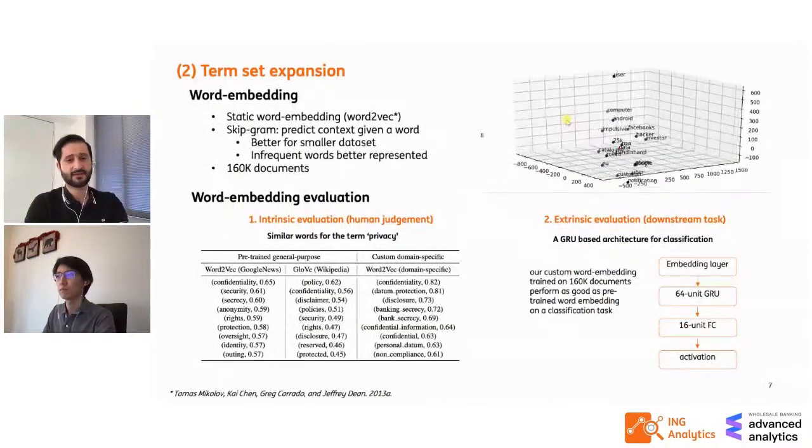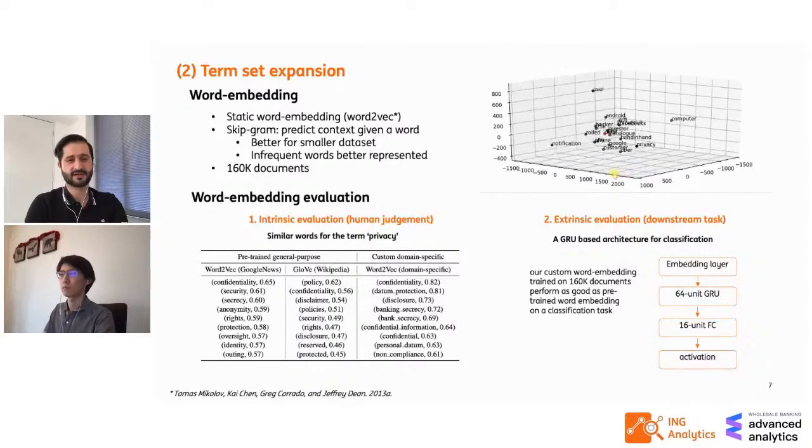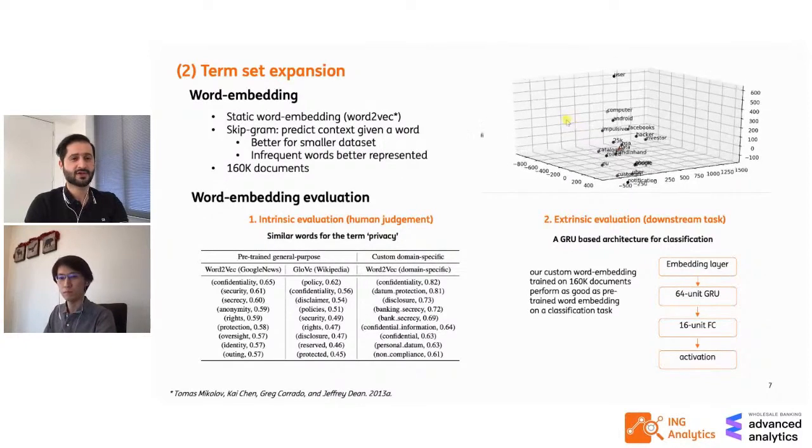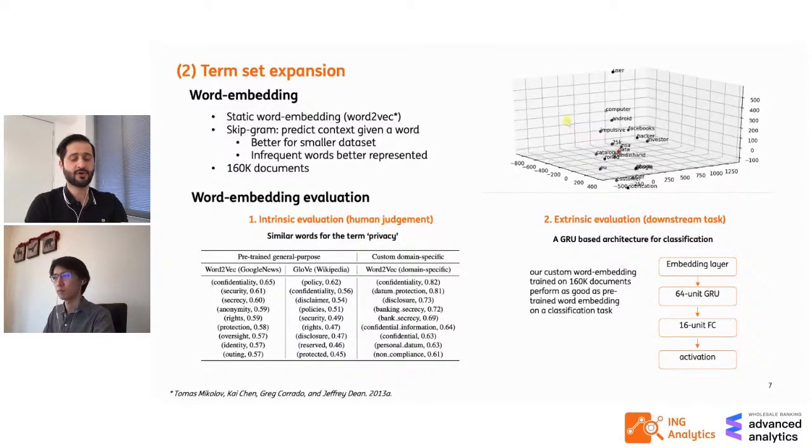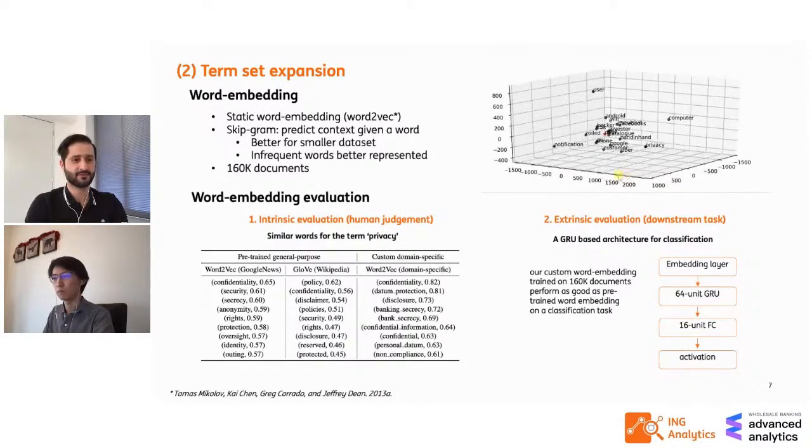Then we have word embedding. Why do we need word embedding? As I discussed before, we're going to expand our search query to similar words. So how are we going to do that? We're going to use a word embedding.